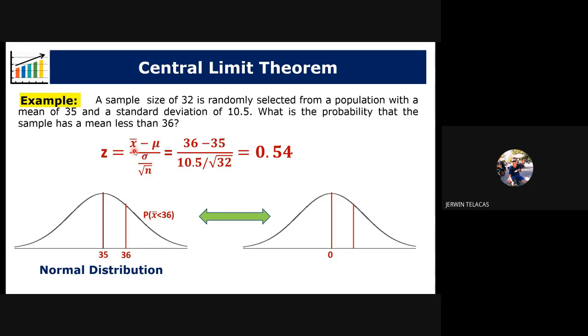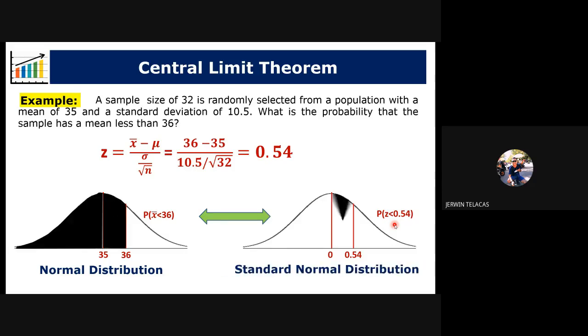So ang given, sample mean is 36 minus 35, which is the population mean, all over the population standard deviation, which is 10.5, then all over square root of 32. 32 is the sample size. Then we have here a z value, which is 0.54. So ano ibig sabihin niyan? Si 36, ang equivalent niyan in z value is 0.54. In symbol, we have here P of z is less than 0.54. And where is the area that represents z that is less than 0.54? Of course, ito. Yan. So this area represents the sample mean that is less than 36.